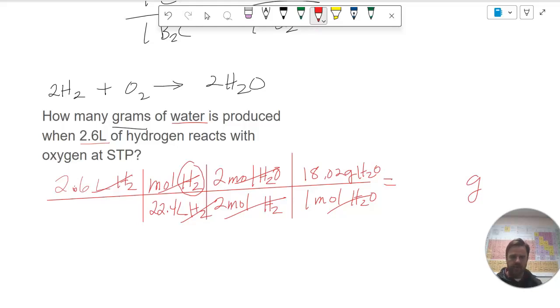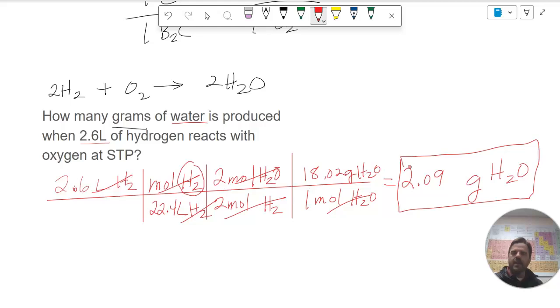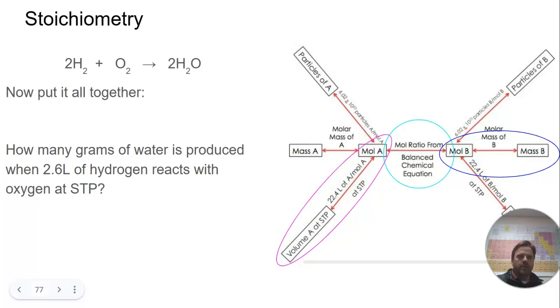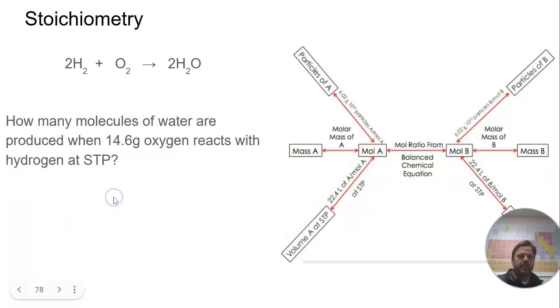You should do it too to make sure your calculator is working correctly for you. Okay, my answer is 2.09 grams of H2O. All right, there you go. And that's how you work through the steps. If you start with liters and have to go to grams, that's how you work through it. Now we're going to do another example that we'll work through again here in just 1 second. Okay, moving on to the next slide.